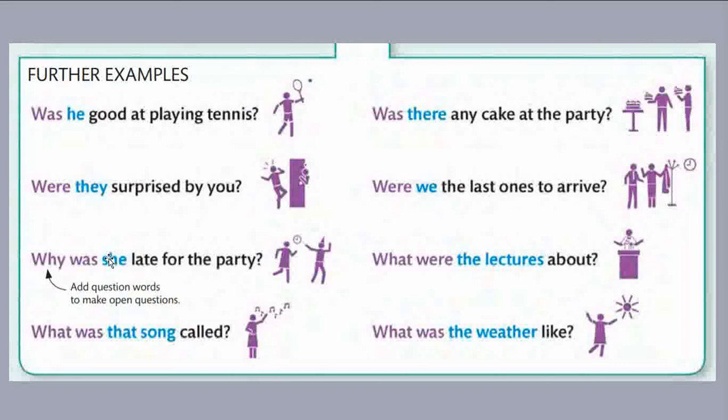Let us explore a few more examples. That is, was he good at playing tennis? Were they surprised by you? Why was she late for the party? Add a question word to make an open-ended question. I already mentioned when you add the WH words, you get an open-ended reply.